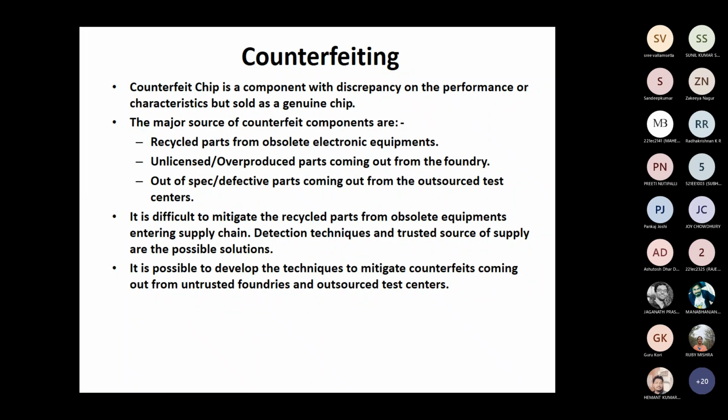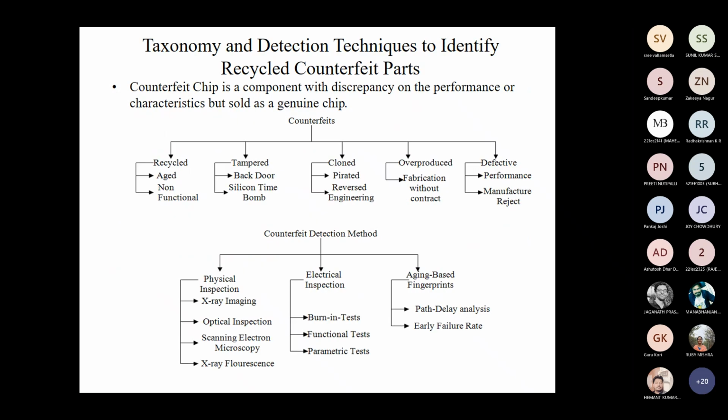The word trusted is again a relative term. Whatever you think is trusted may not be trusted all the time, so you have to look at it. However, if you ask whether it has a solution, the answer is not no. Yes, it has a solution. It is possible to develop techniques to mitigate counterfeits, particularly the overproduced parts, the obsolete equipment, the aging parts, and the defective parts, which have to be taken out. Now here, this is a kind of taxonomy. So counterfeits can come in many ways. Defective parts come from the outside.